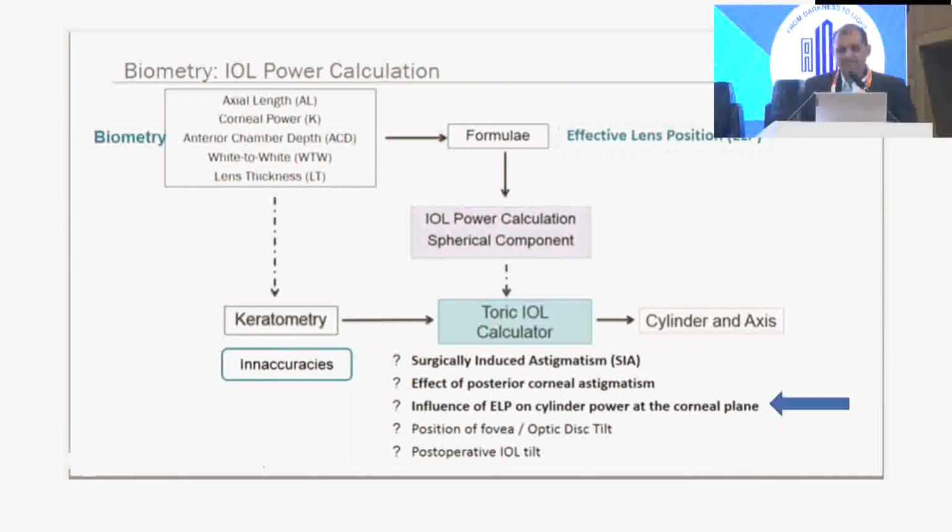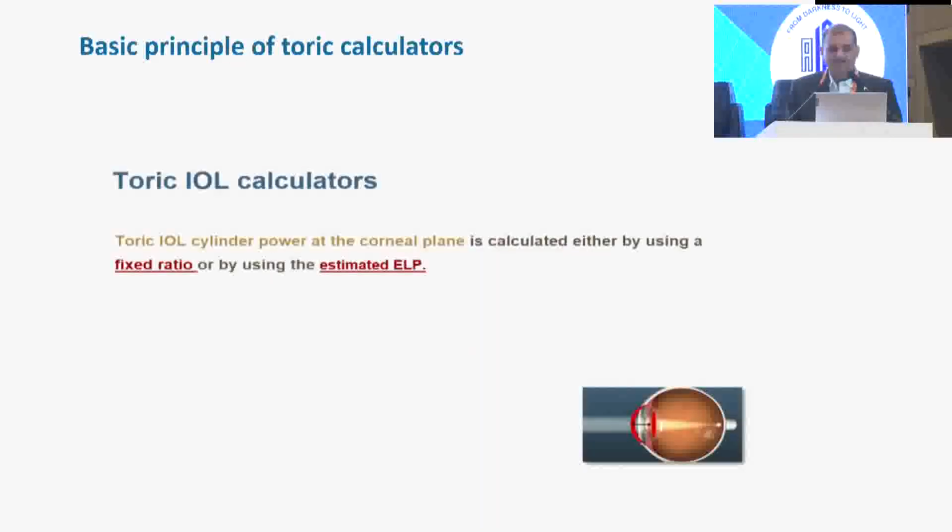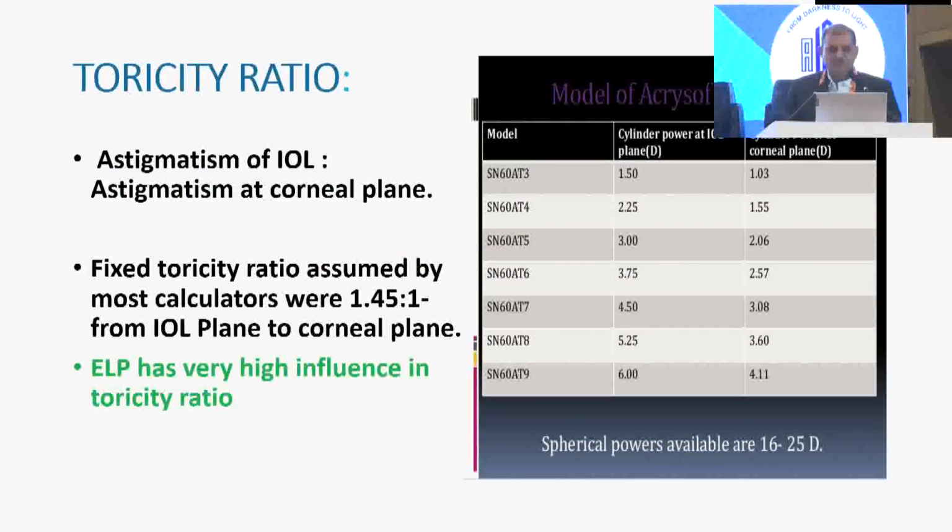Now the third problem is the influence of effective lens position on cylindrical power at the corneal plane. All toric calculators which are coming up calculate either by using a fixed ratio or by using the estimated effective lens position. So what is the ratio? The fixed ratio is assumed as 1.45 to 1 from the IOL plane to the corneal plane. But effective lens position has a very high influence on the toricity ratio.